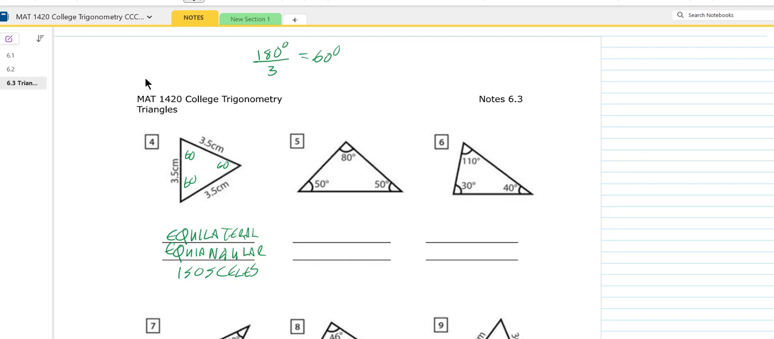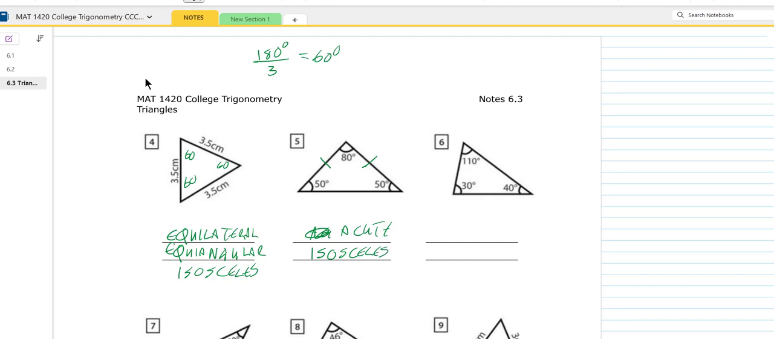Okay, the next one, it's acute. All of the angles are less than 90 degrees. And then if these two angles are equal, then the opposite sides are equal. So that would also be an isosceles triangle.